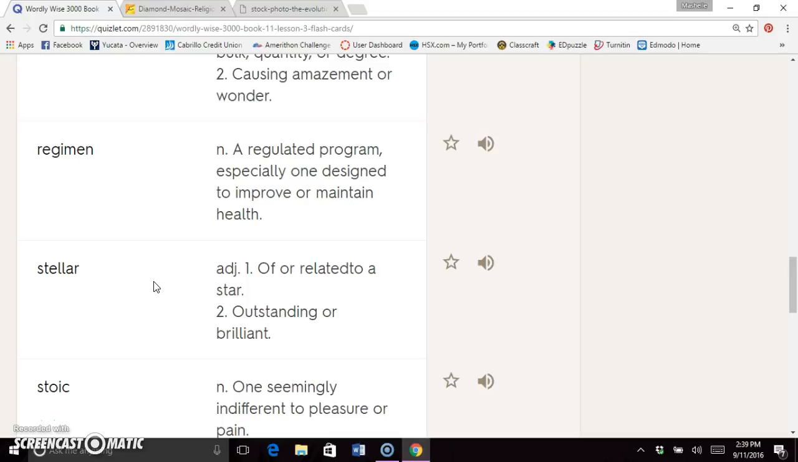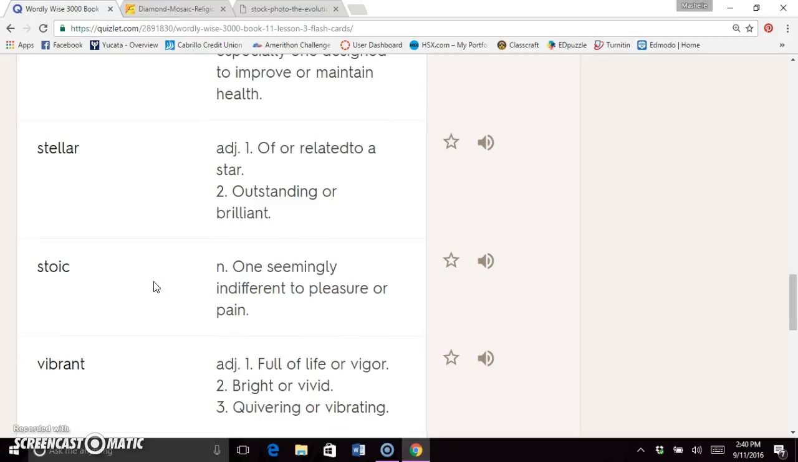Okay. Military follows this a lot, where they wake up at 5:30, they do this, they do that, but it's very much fitting into that idea that it's very regulated and very time oriented, but it's usually desired to improve or maintain someone's health.